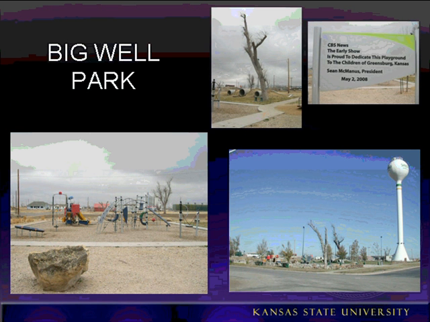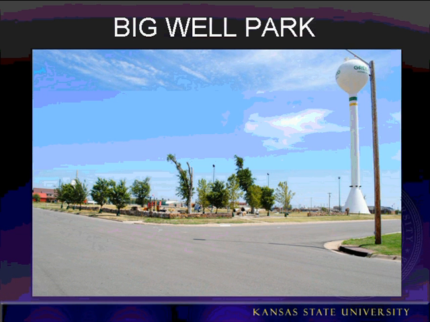Another park that was actually planted by the CBS Early Show was what they call Big Well Park. The dead tree in the middle, or I say dead tree, it's somewhat alive. The architect just demanded that we leave that in there, and it actually has to come out now because of defects. And there's Big Well Park today.